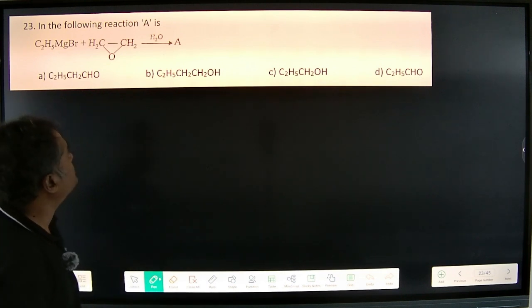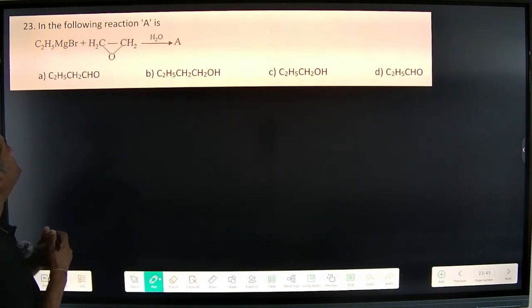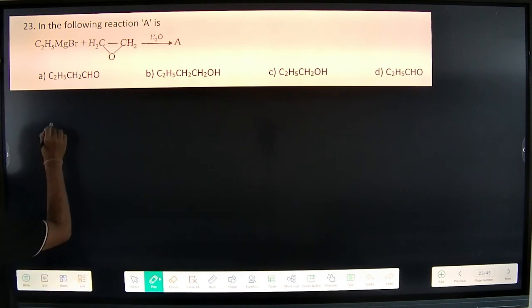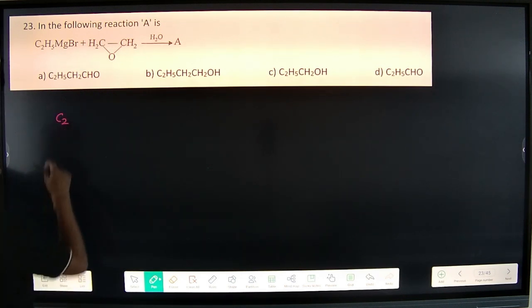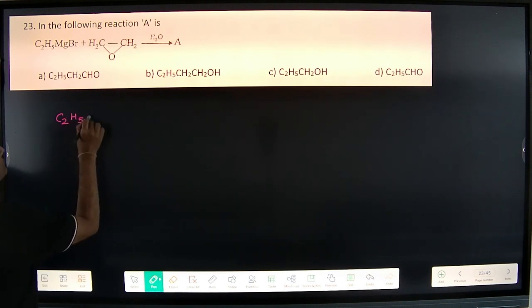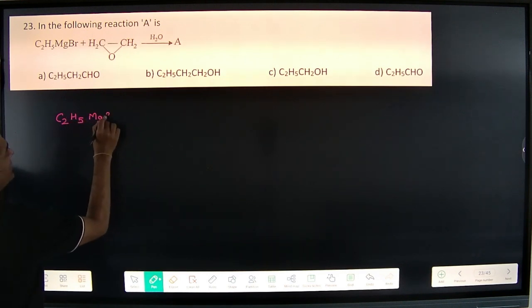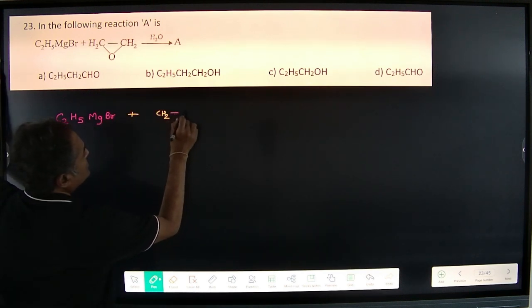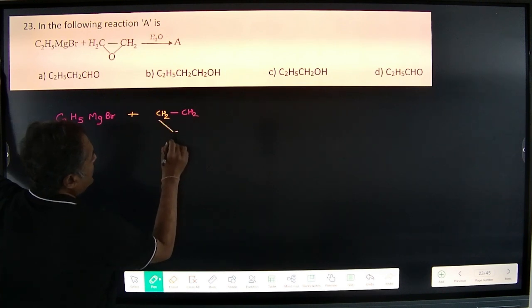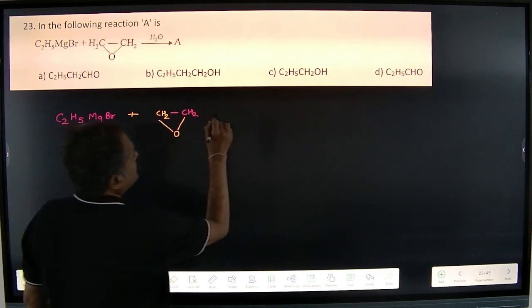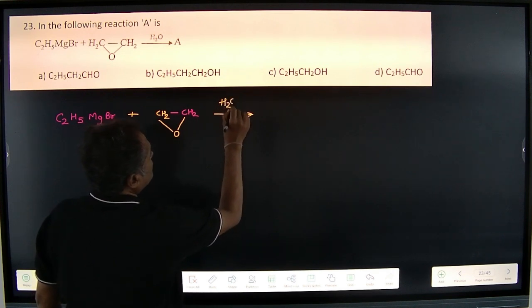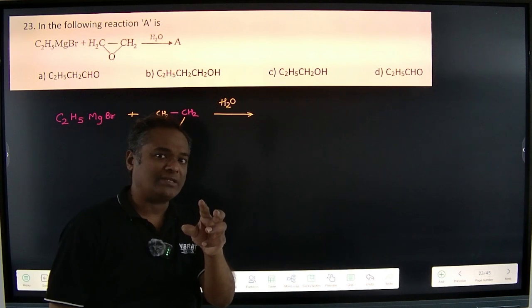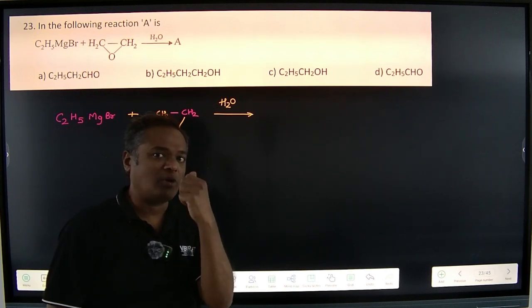Now, see over here, question number 23. In the following reaction, A is what? I think this is one of the very common reactions, child. We have got ethyl magnesium bromide, correct, and we have got over here a CH2 with an oxygen. And this compound on further hydrolysis will give you what? Now, child, if you remember, this is related to the triangle with O, which is called a cyclic ether, and these compounds are called ethylene oxide.